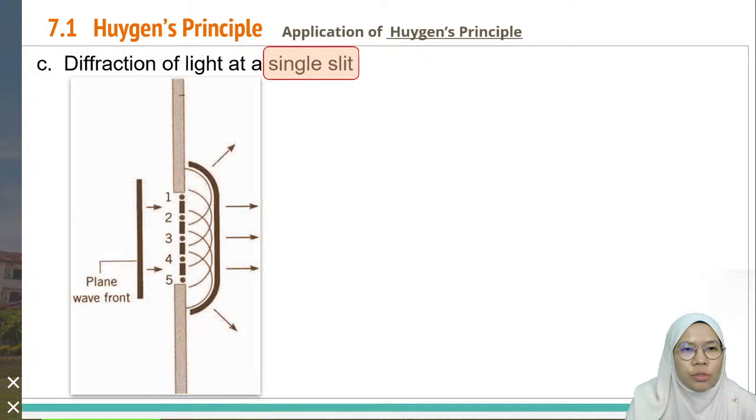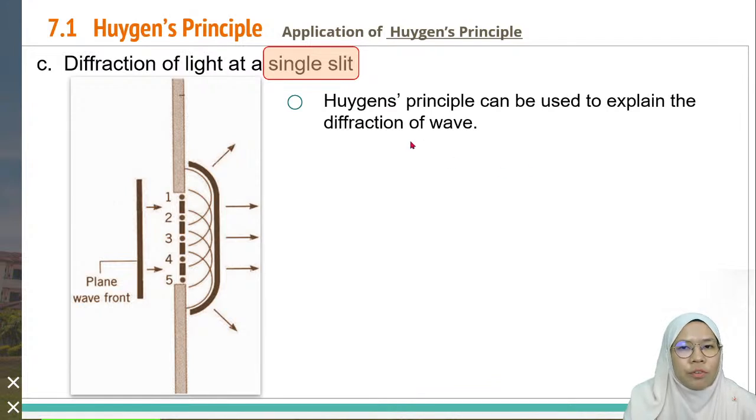Then we move on to the next, which is that by using Huygens principle, we can explain diffraction of waves. Diffraction is pembelauan. Diffraction of light at a single slit. A slit is a small opening, or celahan. From the diagram we can see a plane wavefront moving through a slit. This is an opening.